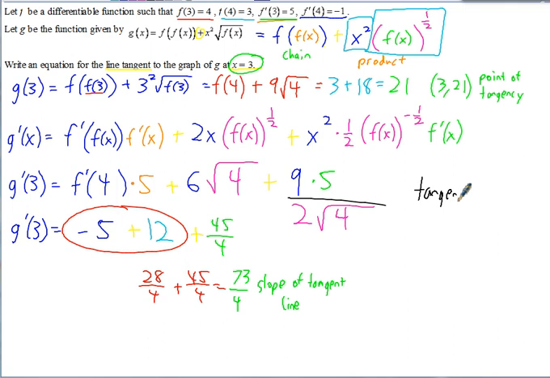So when you write the equation of the tangent line, it would be, under point slope form, y minus the y coordinate, the point of tangency is 21, equals the slope we got here was 73 over 4, times x minus the x coordinate was 3.